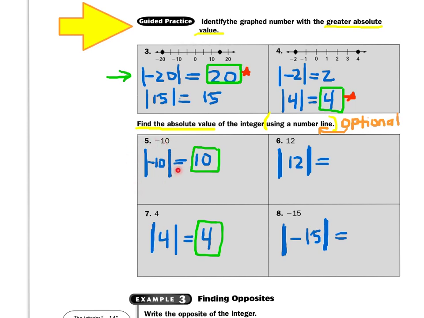So here I'm showing you the absolute value of -10, and I want you to use those symbols. The absolute value of -10 equals 10 because it's 10 steps away from 0. And here, the absolute value of 4 is 4 because it's 4 steps away from 0. Now I want you to do number 6 and number 8. I want you to do those, and we'll talk about them tomorrow.